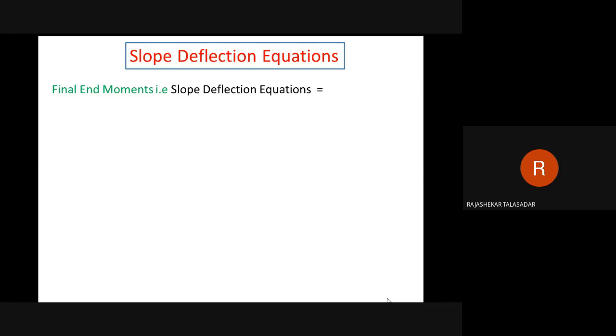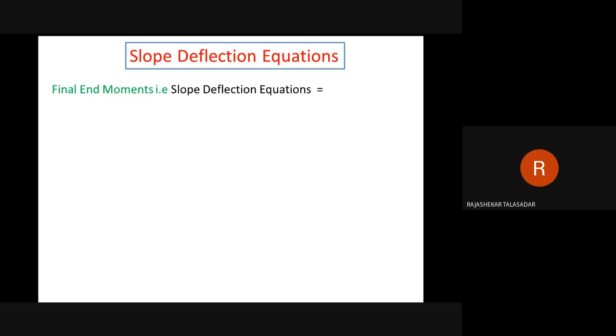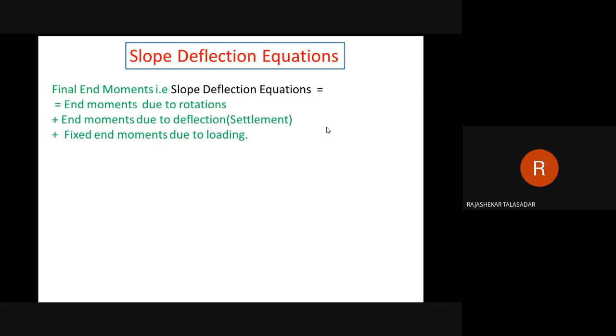Now I will briefly go over what we have learned in the last class. That is the slope deflection equation. Usually the slope deflection equation consists of three parts. One is the moments due to rotations, plus the end moments due to deflection or settlement, and the third one is the end moments due to loading.